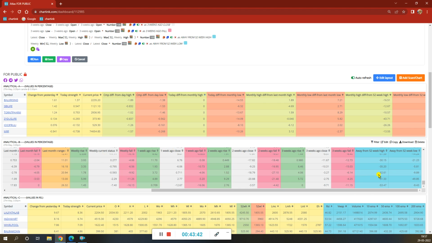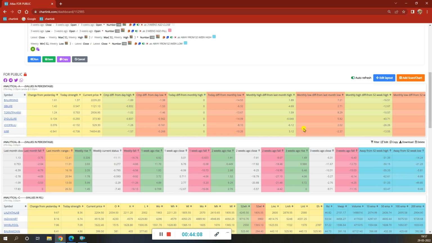Now the last two say how far away from the 52-week high. By what percentage is this stock away from its 52-week high, and away from its 52-week low? This way we can figure out what the situation is right now for a particular stock, by how many percent it is away from the 52-week low or 52-week high. And don't get confused between these two values and these 52-week values, because this is based on the monthly high, this is based on the monthly low, and this is based on daily values.